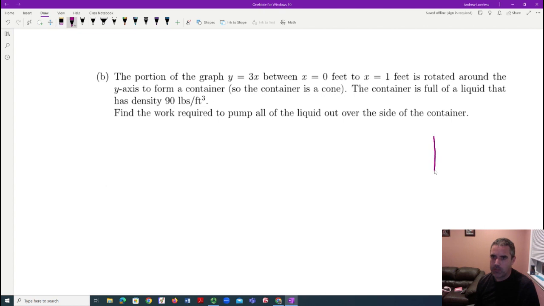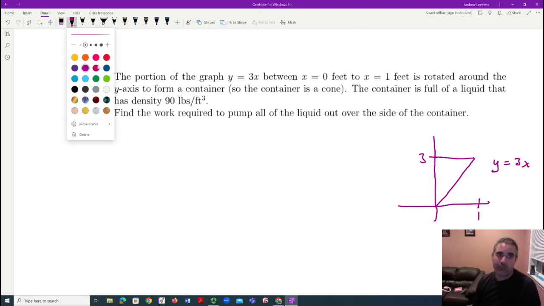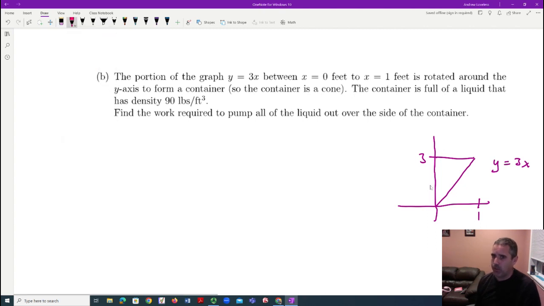Okay, so let's draw this picture. Here we go. Y equals 3x. We're going out to x equals 1, which means this is up here at 3. And it starts full. In this setting, you don't get to choose your variable. So when you go to label a certain level, you have to label it y this way. So then you say, okay, I'm going to consider a subdivision here. But the other thing is this is rotated all the way around. So the actual subdivision is a disk.